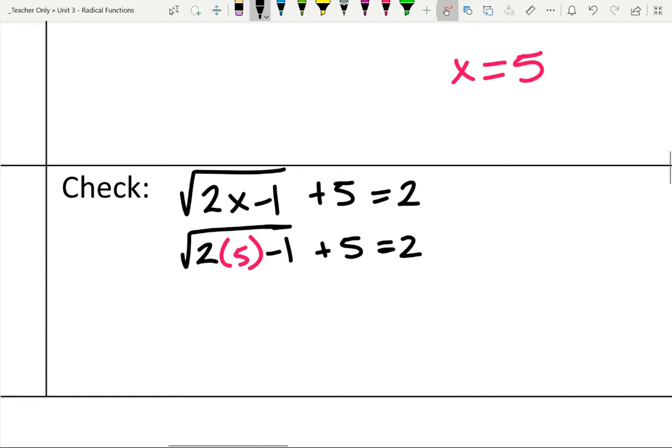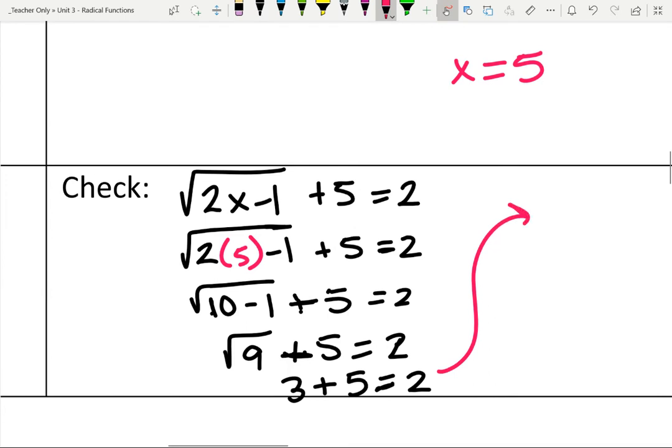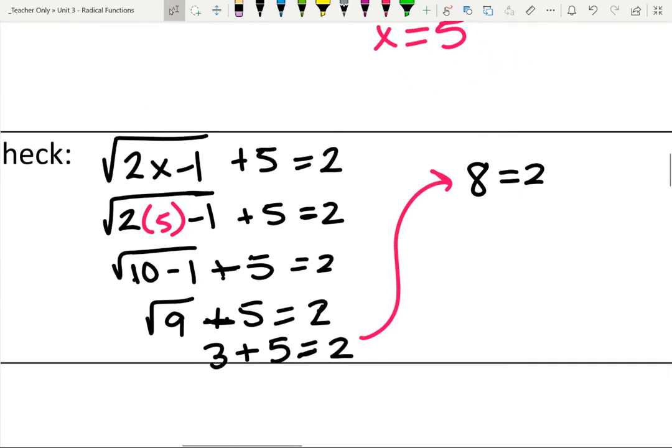So 2 times 5 is 10. This is the square root of 10 minus 1. And 10 minus 1 is 9, so this is the square root of 9. And the square root of 9 is 3, so we get the statement 3 plus 5 is equal to 2, AKA 8 is equal to 2. So I don't know about you, but I'm not sure that 8 is equal to 2.